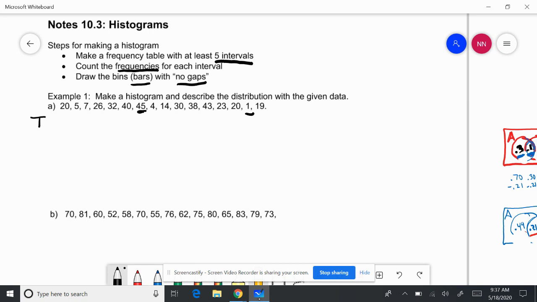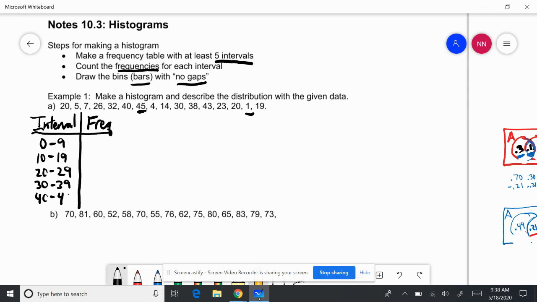So when we're making our interval table, I'm going to put interval, and then I'm going to put frequency. And so I want a minimum of 5. So I'm going to start from 0 to 9. That would be my first interval. Then I'd go 10 to 19. I go 20 to 29, 30 to 39, and 40 to 49. Notice that I have 5 intervals, and that's capturing my lowest value, which is 1, and the last interval is capturing my last one, which is 45.